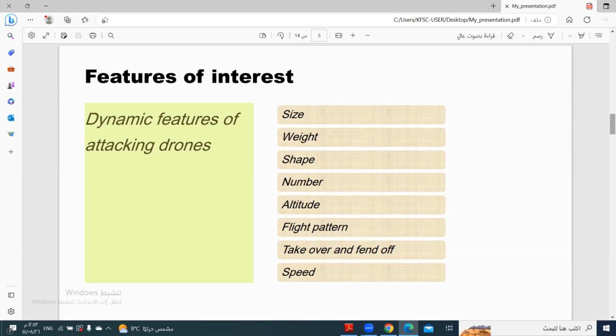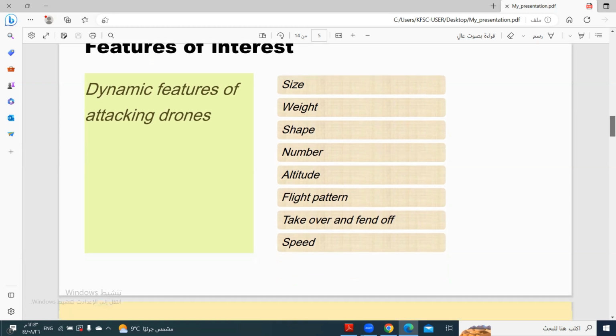Also the other interest, altitude. There is some licensed altitude, and attackers usually use either high altitudes or very low altitudes to try to hide from the radar. Also the flight patterns, the takeoff and landing, and finally the speed.